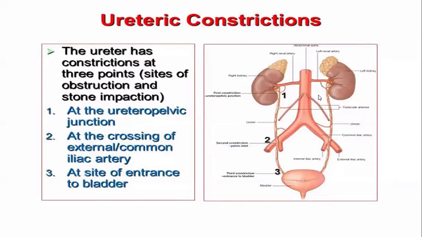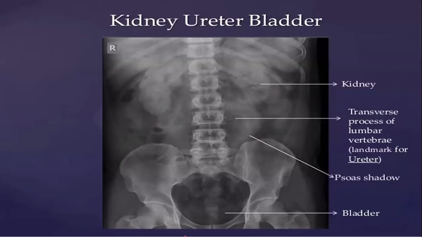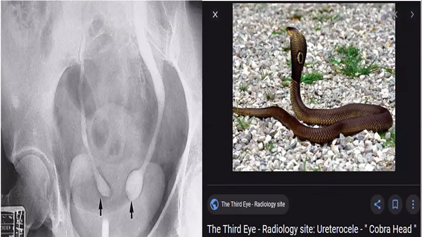So the ureter has constrictions: ureteropelvic junction, at the crossing of external common iliac, and the site of entrance to the urinary bladder. So don't forget that it is the third, ureterocele, cobra head deformity. It is actually a blockage there at that area. That's why it looks like that. So if you have a congenital blockage there, the urine cannot just get out. Because of the blockage, it will go up. It will reflux.